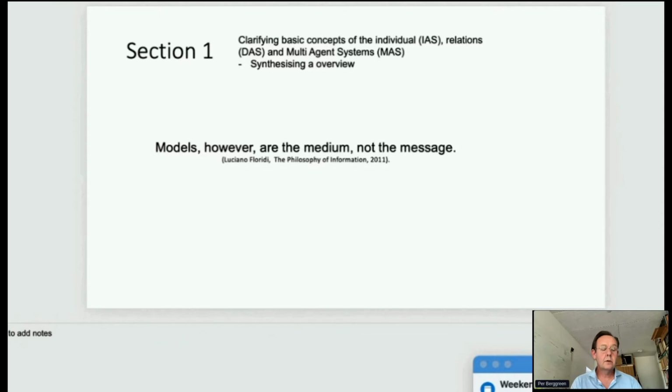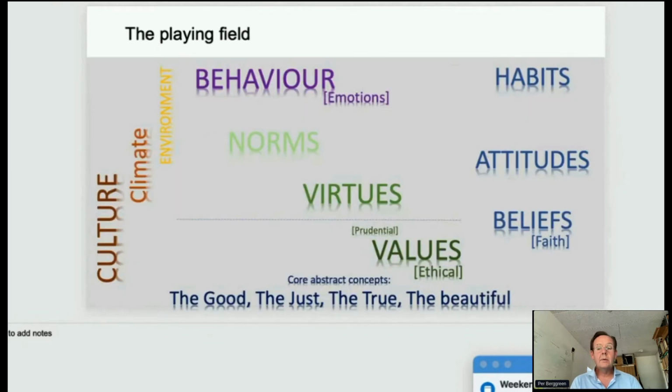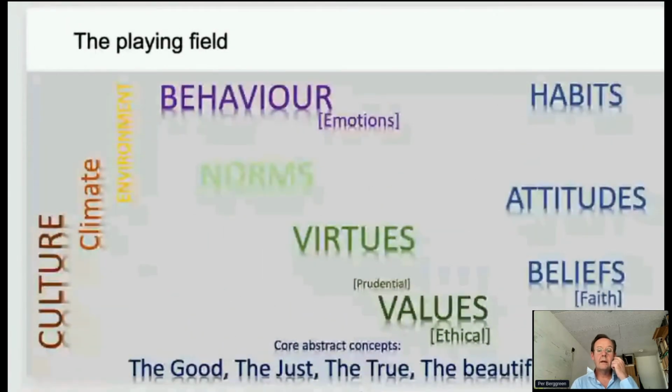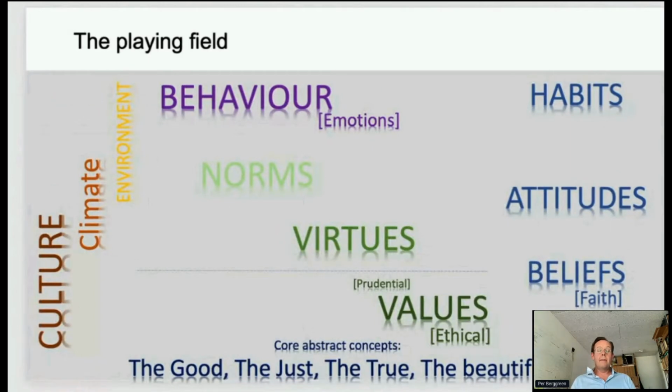So when we move into looking at this from the human perspective, we could claim that the playing field is more or less like this when we look at the constitution that any given person or human is situated in. We are in some culture, there's some climate, and there's an environment. From a personal perspective, we behave in certain ways based on certain norms that are formed out of the virtues that we have, which are based on the values. The most core of them are the ethical values, and basically four core abstract concepts from Greek philosophy: the good, the just, the true, and the beautiful.